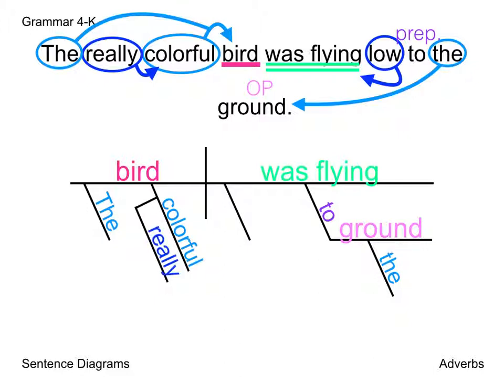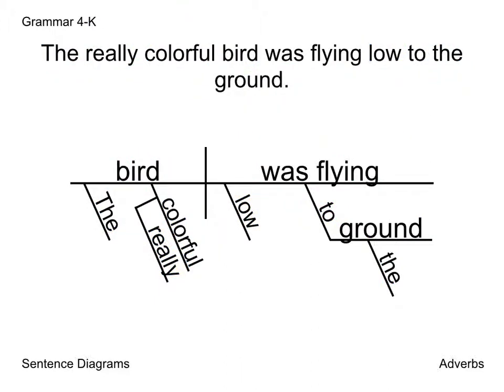Really is describing colorful. Remember that colorful is describing bird, really is describing colorful. You cannot switch those. You can't have colorful below really, because that won't make sense. And that's not what the sentence is telling you. So always make sure you're writing it in the correct order of what is being described. And then of course we have our adverb low telling you where the bird was flying. And that's going to be the sentence diagram for this sentence.